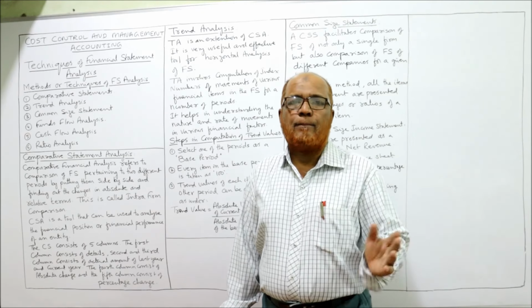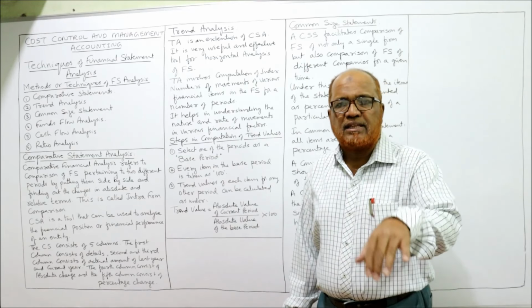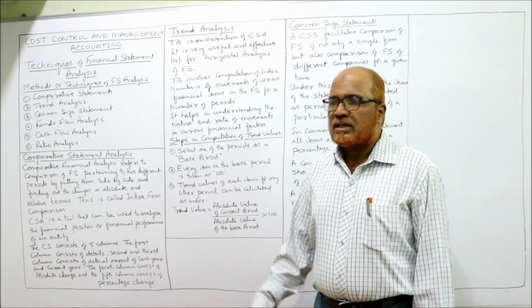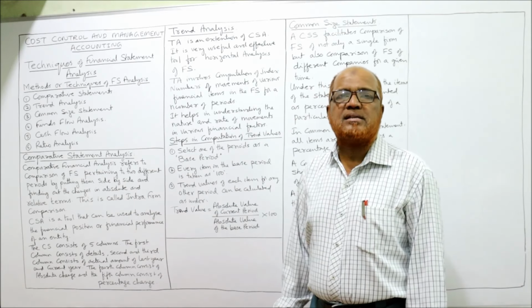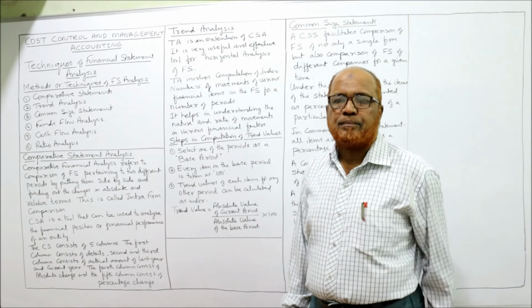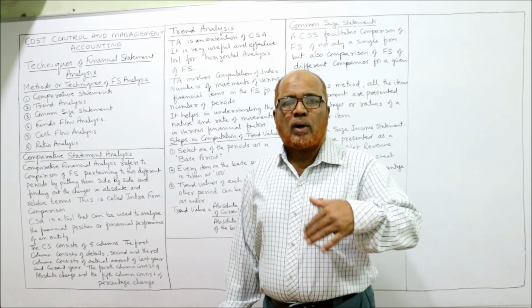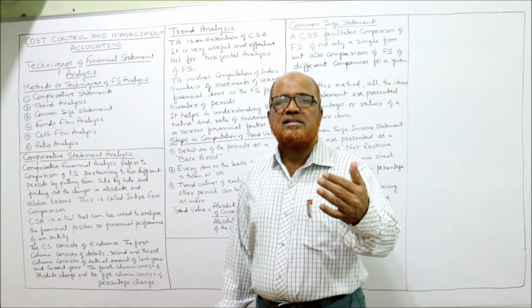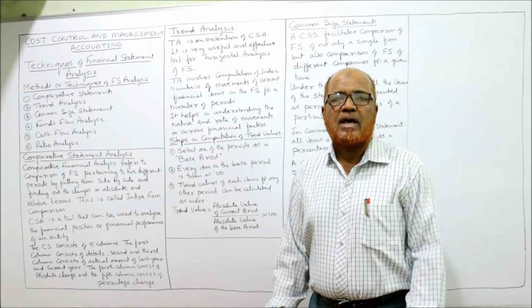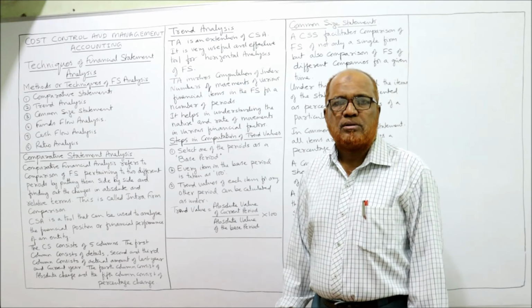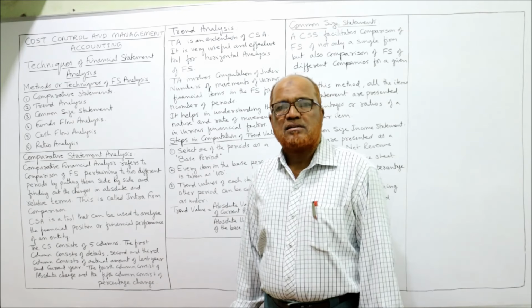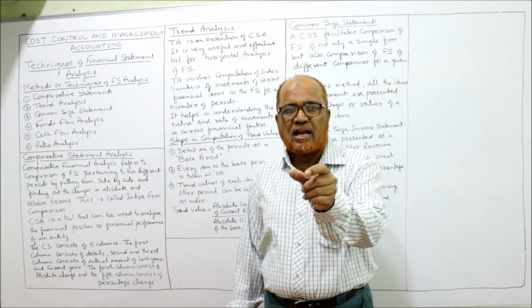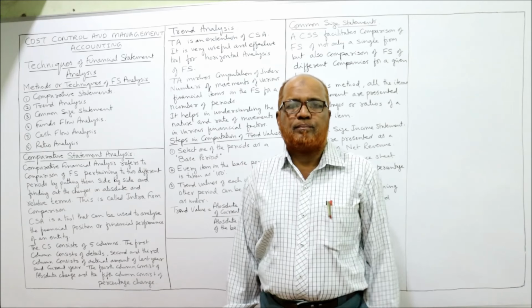Two years we are comparing, last year with the current year. That's why the name itself is comparative, meaning we are making the comparison of two period data, showing the relation, showing the difference in absolute terms and in percentage terms. Example, in comparative statement analysis, we'll make the columns of last year amount, current year amount.